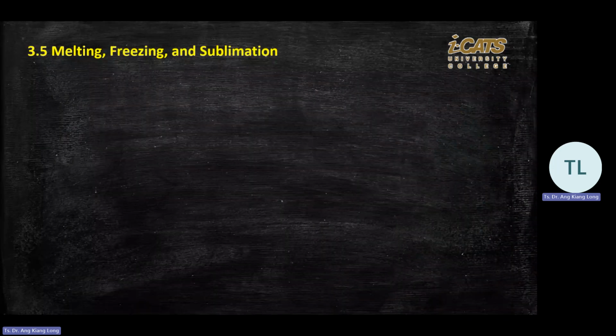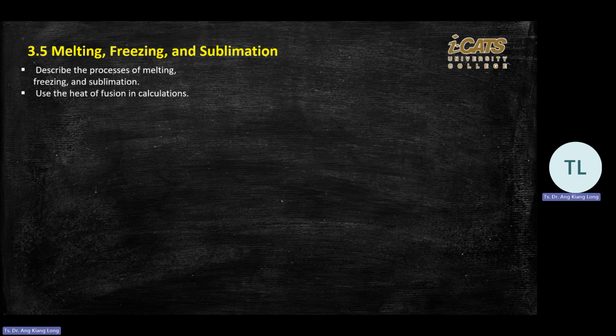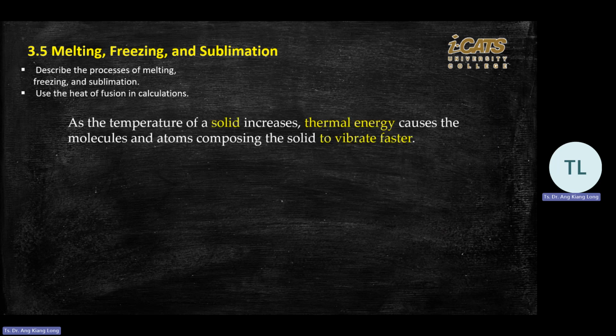Okay, now we go into 3.5, melting, freezing, and sublimation. Yeah? This section, you should be able to explain the process of melting, freezing, and sublimation. You need to use the delta H in your calculation. So we back to the principle of thermal energy. If we give more thermal energy, it will start to vibrate. Then it will break the bond and change the state.